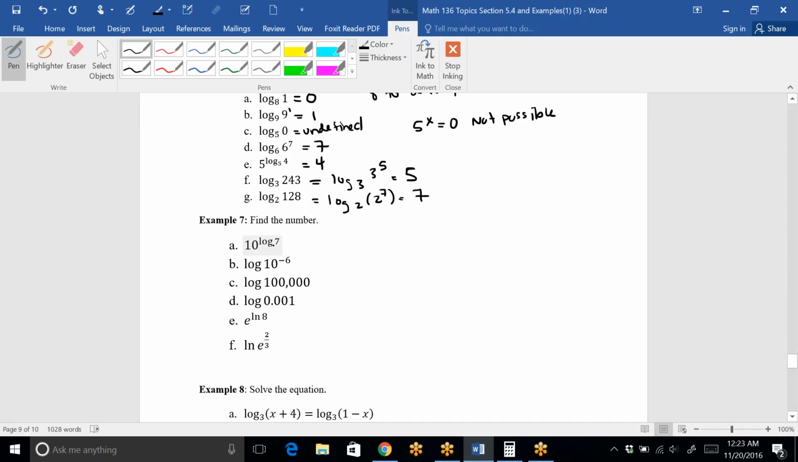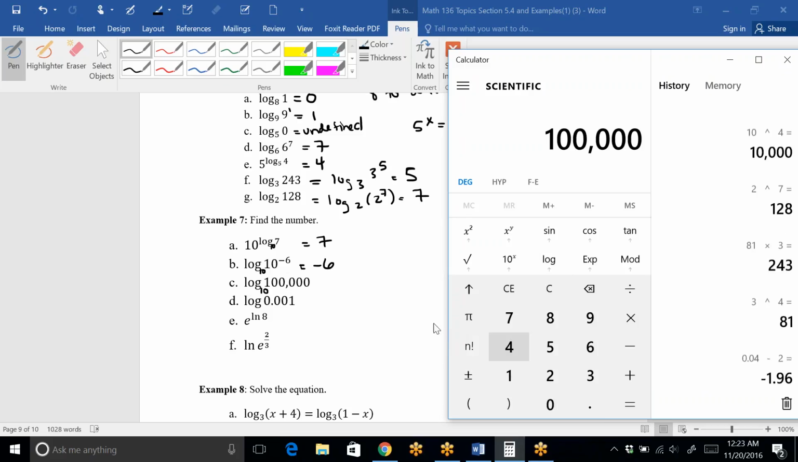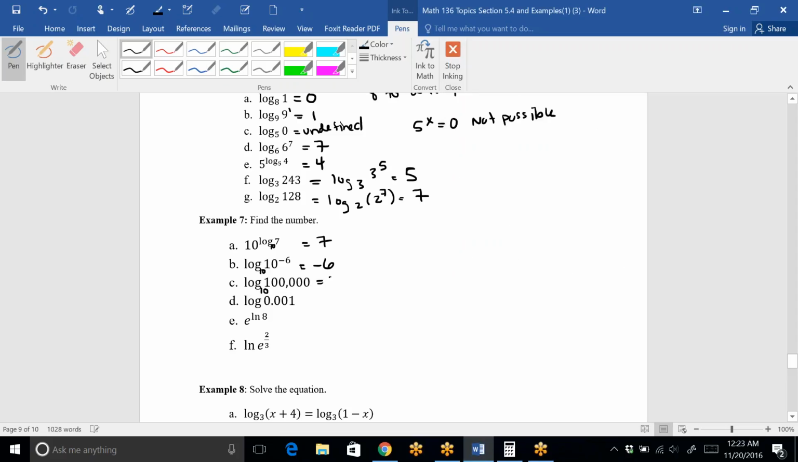Notice that this also has a base 10 here, so bases match. The answer is 7. Bases match because that's not defined. It has to have the base there or it's understood to be a 10. So this is -6. This is a 10 and 100,000 is a base 10. It's 10 to the, is that the 4th power? Nope. Times another one to the 5th power. So this is log of 10 to the 5th, so the answer is 5.